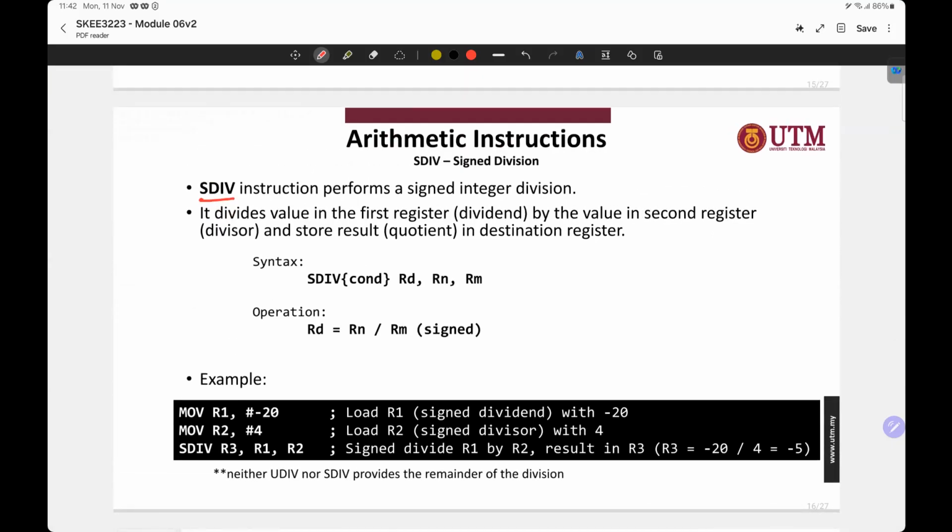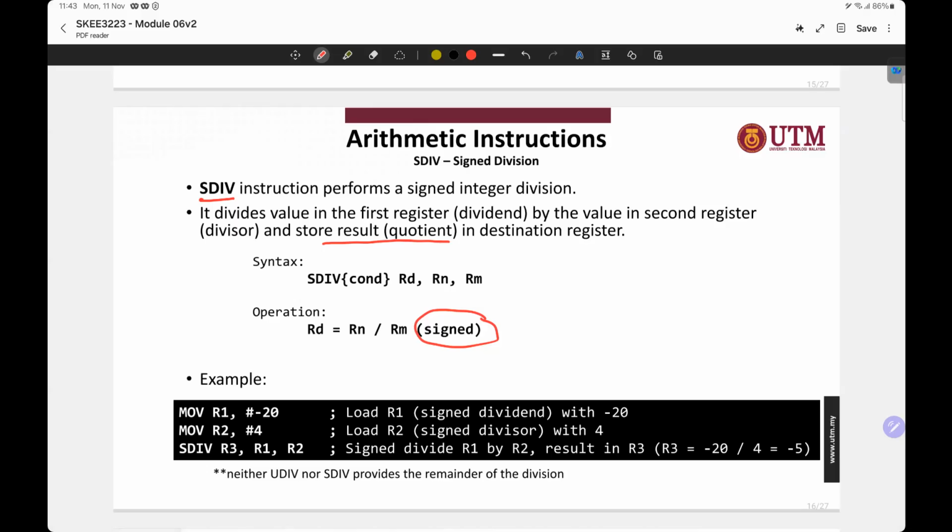It will divide the value in the first register, which is your dividend, by the value in the second register, the divisor, and again, same thing as the UDIV, it will store the result, which is a quotient, into the destination register. The difference between the UDIV and SDIV is that the SDIV uses signed numbers. If you have a negative number, then you use the SDIV. If you have a positive number, then you use the UDIV. And let's look at the examples here.